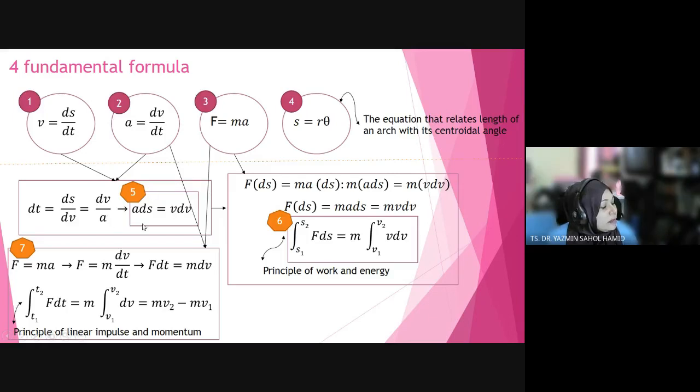So after that, what we do is we put it in one straight line equation. It becomes ADS equals to VdV. So this is the other equation. So again, the basic kinematic equations are equation number 1, 2, and 5. Okay, so those are the basic kinematic equations.